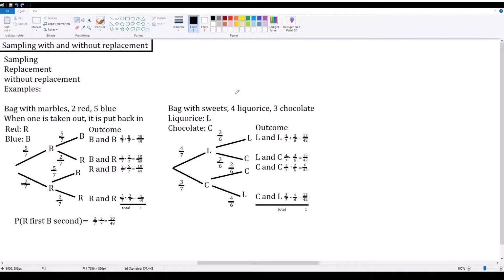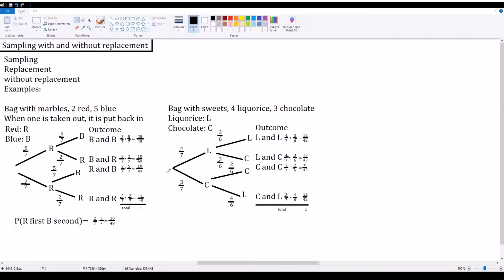So here's an example of sampling without replacement. So here you have a bag of sweets. If you take something out, you're going to eat it, so you won't put it back in. So essentially what happens here is in the start you have a 4 out of 7 chance of getting a licorice, and here you have a 3 out of 7 chance of getting a chocolate. But once you take one licorice out, that means there's 3 licorice and 3 chocolates, and that means that there's only 6 in total, meaning that getting another licorice, there's a 3 in 6 chance rather than a 4 in 6 chance of getting a second licorice.